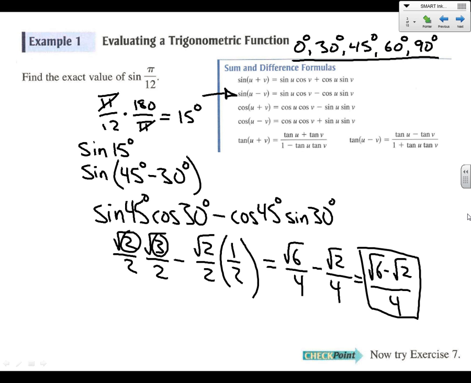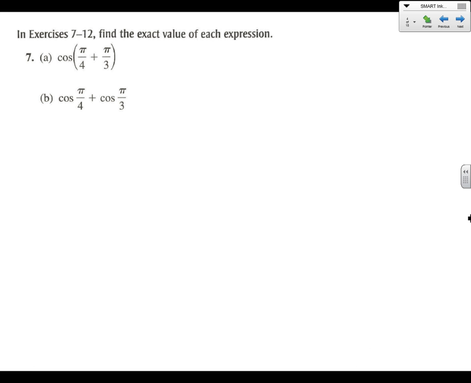All right? So, very similar steps. See if you can figure out number 7. Try A and B. It might help to turn these into degrees, but no, those are already set up for you. You don't need to turn them into degrees. I think you can do it in radians. So give those a shot.